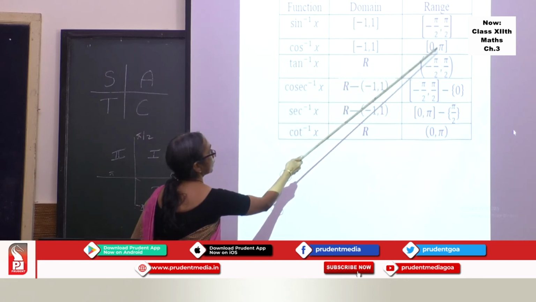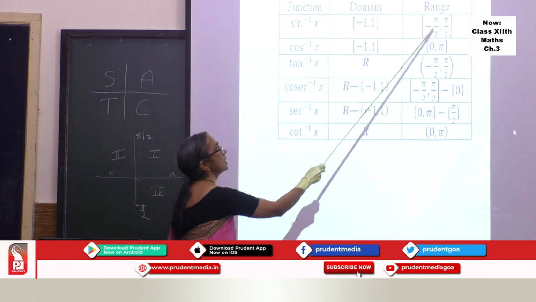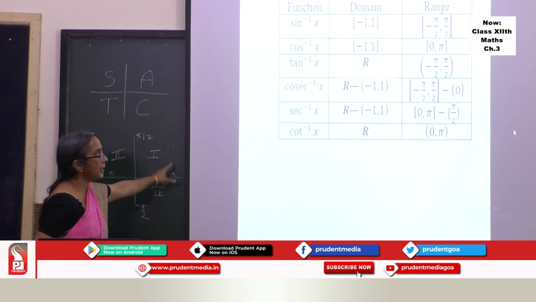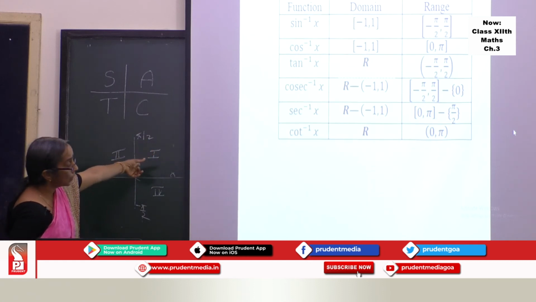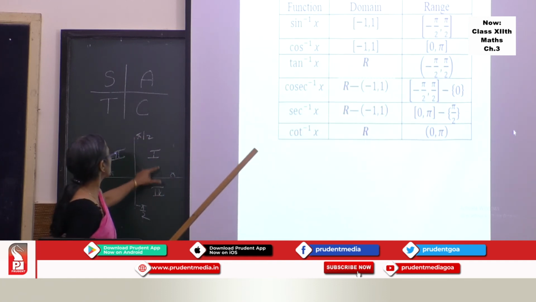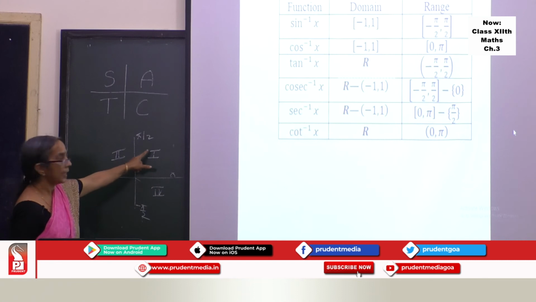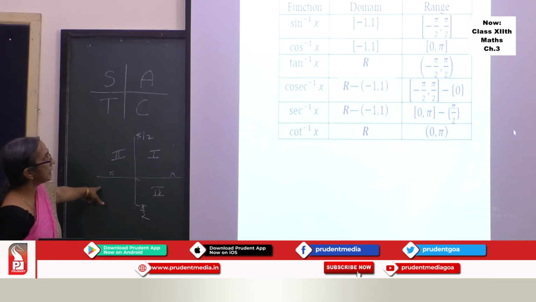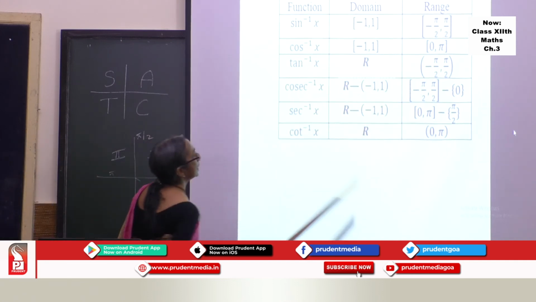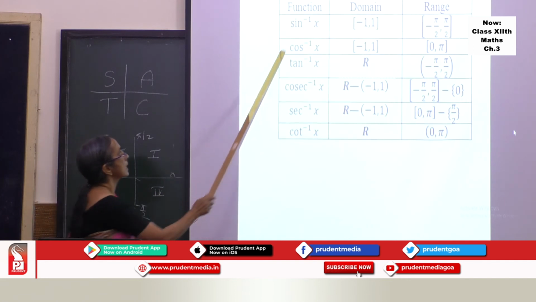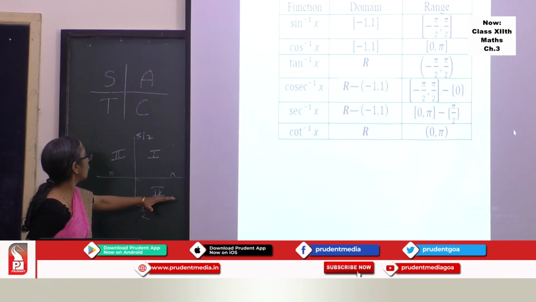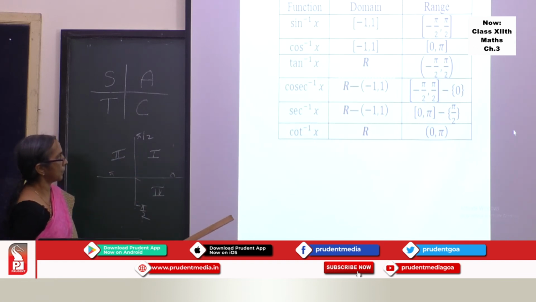But the ranges are different: 0 to pi. Here it is fourth quadrant and first quadrant, minus pi by 2 to 0 is the fourth quadrant, 0 to pi by 2 is the first quadrant. And cos inverse is 0 to pi, so 0 to pi by 2 is the first quadrant and pi by 2 to pi is the second quadrant. Tan inverse has a range like sin inverse, but excluding minus pi by 2 and pi by 2. So it is the fourth quadrant and the first quadrant.